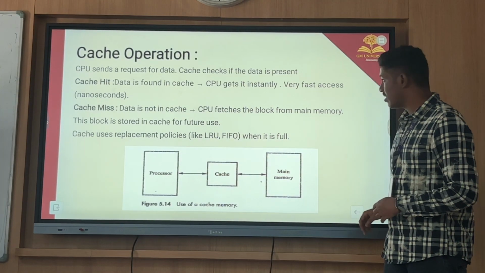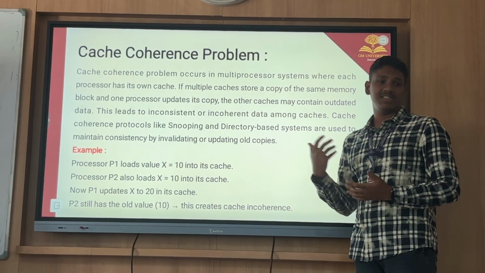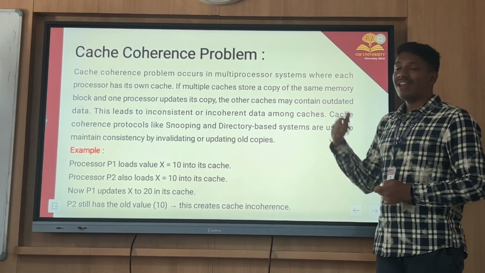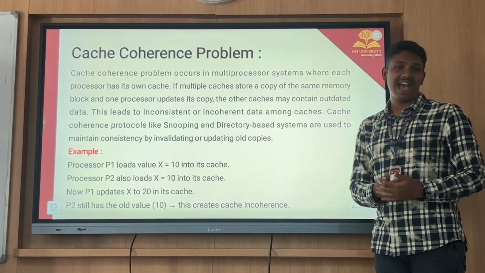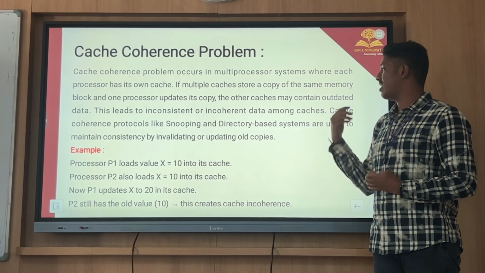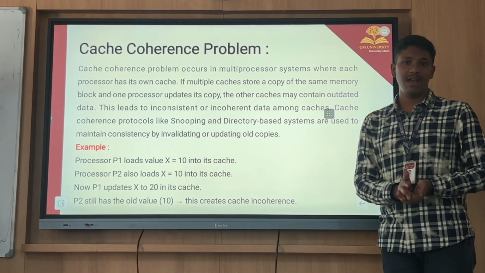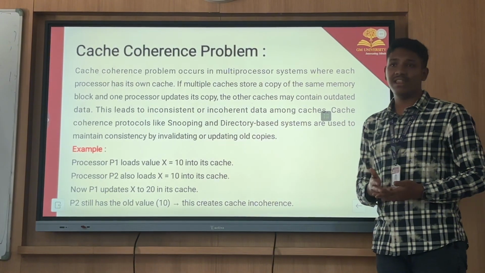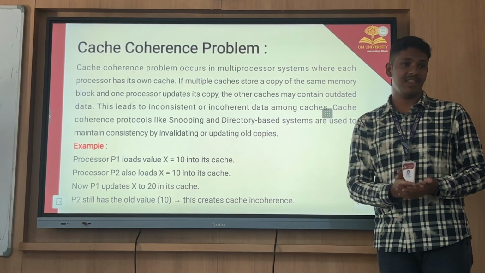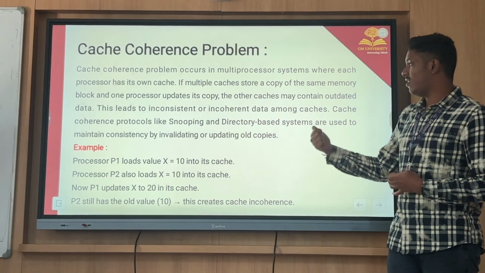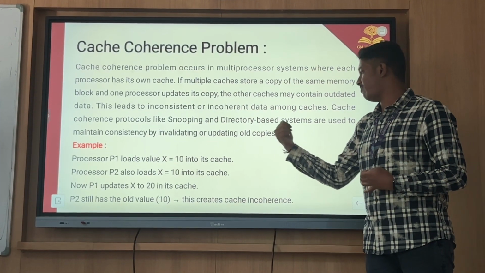Next is the cache coherence problem. The cache coherence problem occurs in multiprocessor systems, where each has its own cache. If multiple caches have a copy of the same memory, the first will run, but the second will not run properly because it has a duplicate of the same memory with the same value. To solve this problem, we use directory based systems.